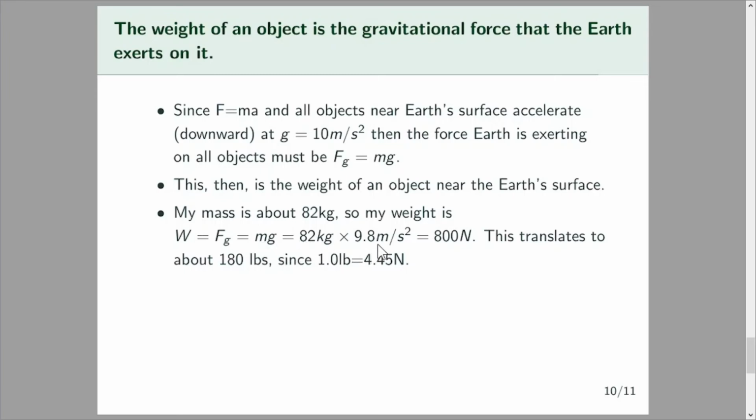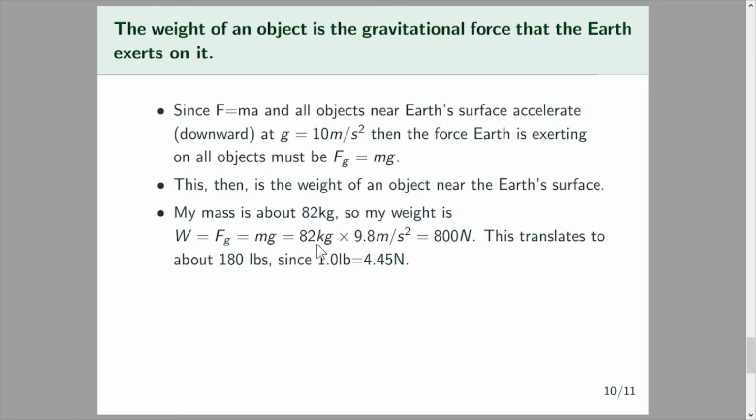This is why people will say if you're out in the middle of outer space somewhere away from any object where there's zero gravity, you don't have any weight, but your mass is still whatever it is, in my case 82 kilograms. If you put me out in intergalactic space where there was nothing pulling on me with a significant force, my weight would be zero, but my mass would still be 82 kilograms.